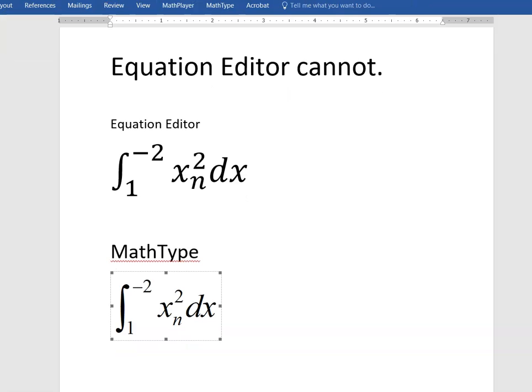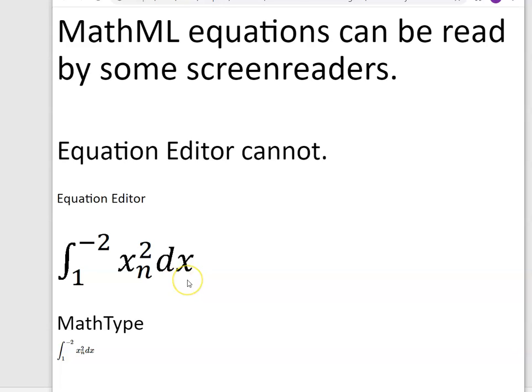The integral from 1 to negative 2 of x sub n squared dx. So we can see here that it was able to read it appropriately versus what the equation editor would do. So I've published this Word document as a web page, and I'm going to have the reader now read the web page.